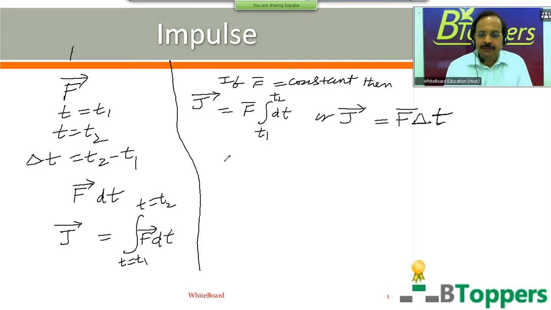Suppose you find the impulse of the resultant force on the body. From Newton's second law, the resultant external force acting on the body is given by the time rate of change of linear momentum of the body.